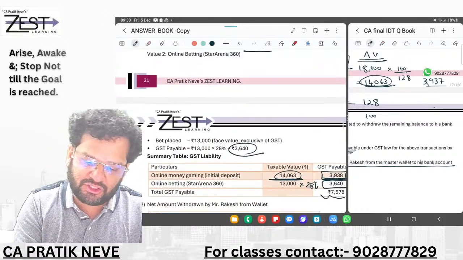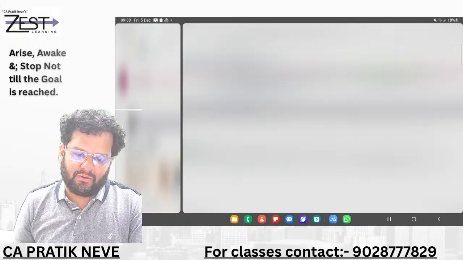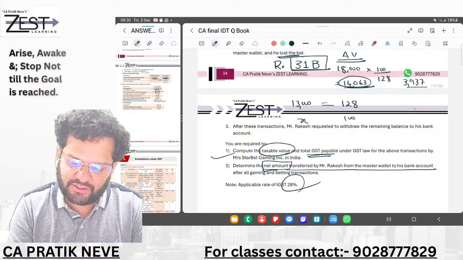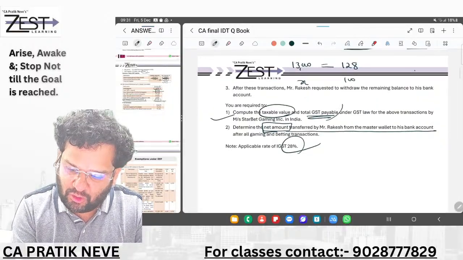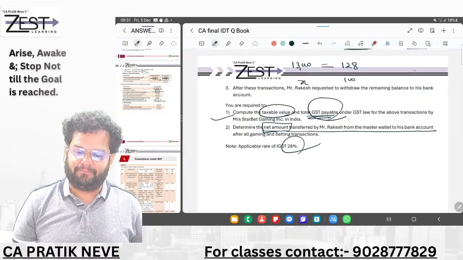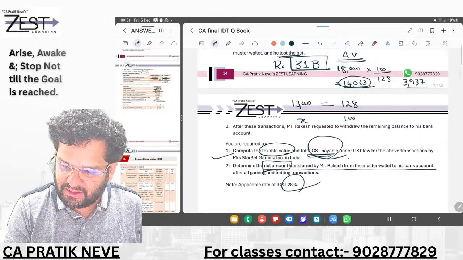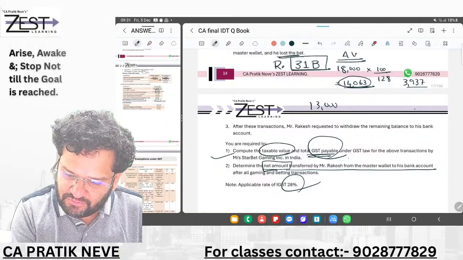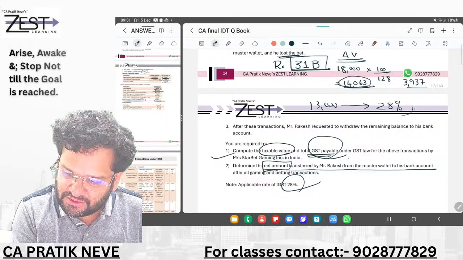Very amazing question. Focus more on the first part of the question, that is how much will be the GST payable. Clear? So basically for this 13,000, GST will be directly at 28%.